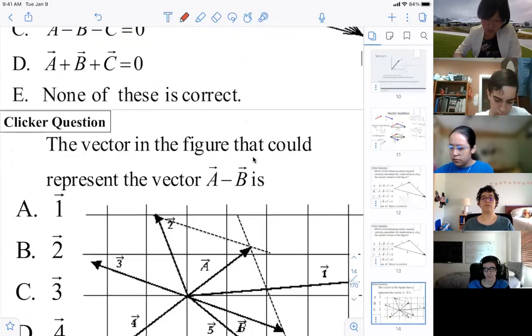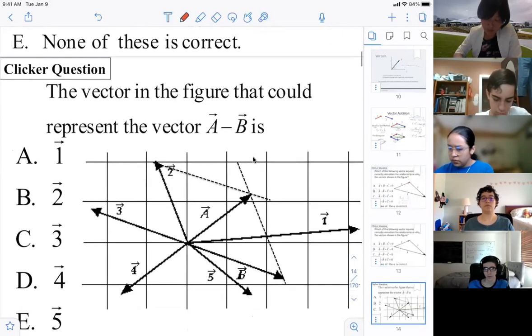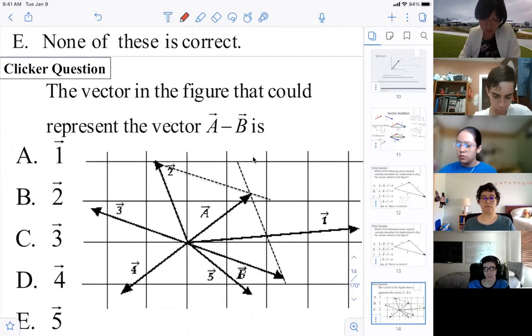Okay, so sometimes maybe things are not as clear. So for example, here we have a vector that is showing a minus sign. So what would be a vector that could represent vector A minus B?